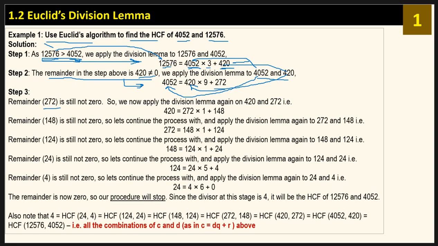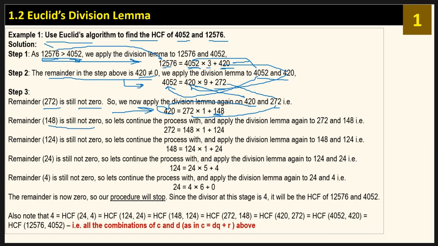So the remainder 272 is still not 0, so we shall apply the lemma again to the numbers 420 and 272. 272 comes from here, this was the remainder, 420 is the divisor, and current divisor 420 will become the dividend here, and the remainder 272 will be the new divisor. When we do this, we get a remainder of 148.